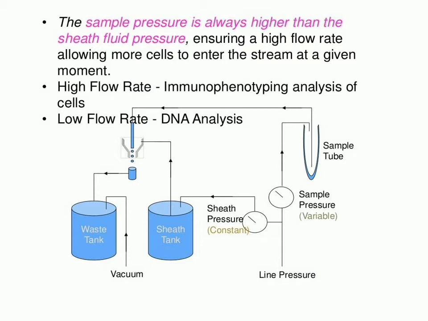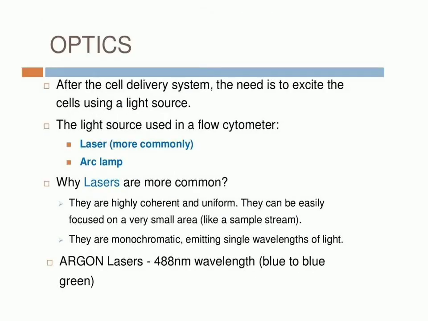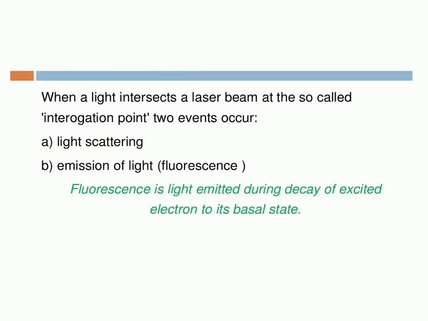Optics. After the cell delivery system, the need is to excite the cells using a light source. The light sources used in a flow cytometer are lasers, more commonly than arc lamps. Why are lasers more common? They are highly coherent and uniform. They can be easily focused on a very small area like a sample stream. They are monochromatic, emitting a single wavelength of light. Argon lasers can also be used, with a 488 nanometer wavelength, blue to blue-green.